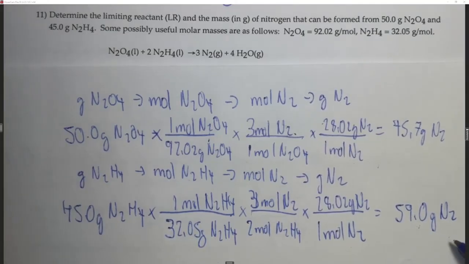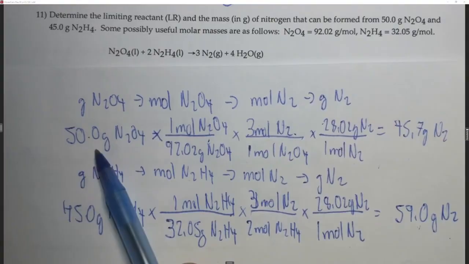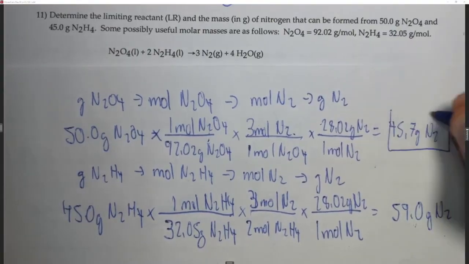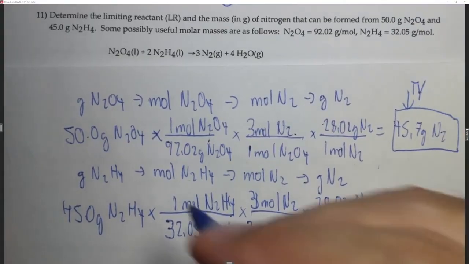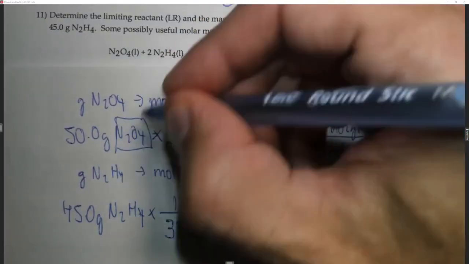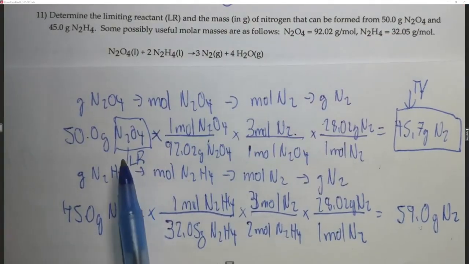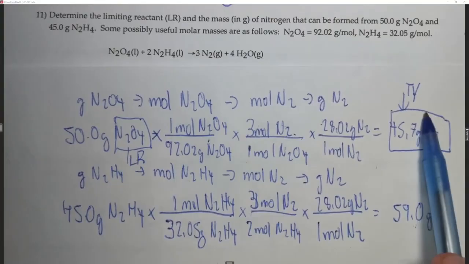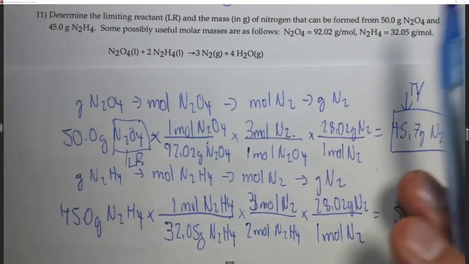Well, how much are we going to make? We're going to make whichever one's less, because in both cases, we're calculating how much we can make if we use all of it. Said another way, once we make this much N2, this is gone. We can't make any more N2. So this is what's called the theoretical yield. This would be called the limiting reagent. So the limiting reagent is the chemical which makes less product. The theoretical yield is the mass of product that is formed from that amount of that reactant.